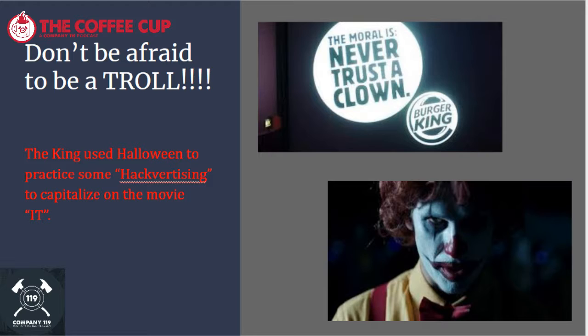It was hilarious. And then they had this kind of spooky Ronald McDonald that came up that was crazy looking, kind of a Pennywise Ronald McDonald. But it was great. Never trust a clown. Work with their branding, fun for Halloween, and hackvertising is when you take over another vehicle with your own advertising. So in this case, they hacked into the movie It and made it great.